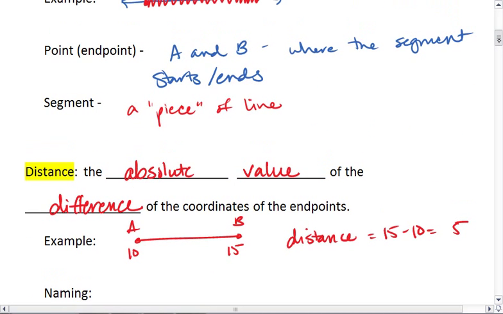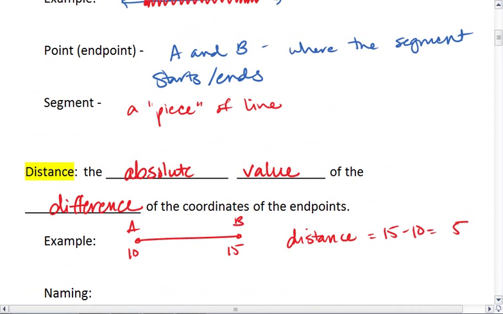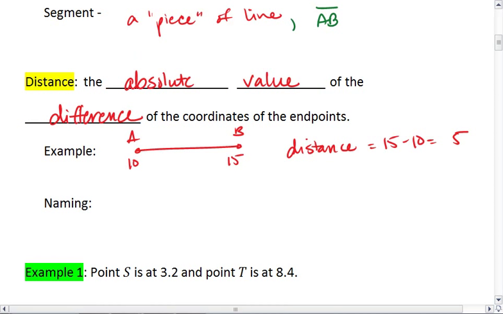There is a very distinct way to name segments when you're talking about the shape versus talking about the distance. When you're talking about the shape of a segment, you draw a little line overhead, and then you use the endpoints to name that segment. When you're talking about the numerical value, the length of the segment, you just use the 2 letters. You do not use a line above. So this up here represents the actual segment AB, the shape. AB without the line represents the length of segment AB.